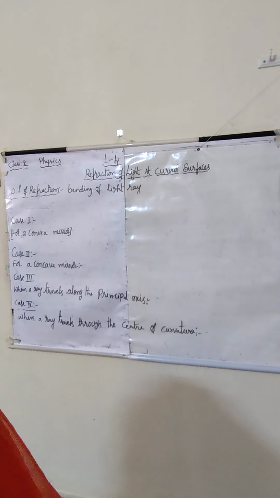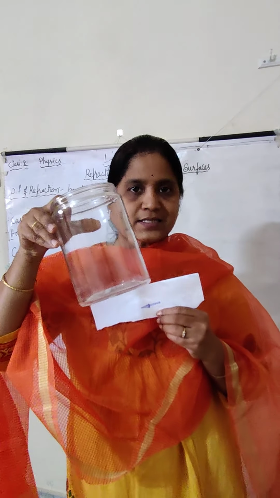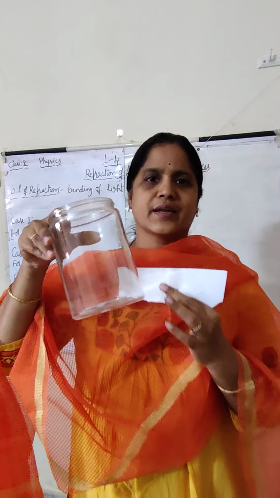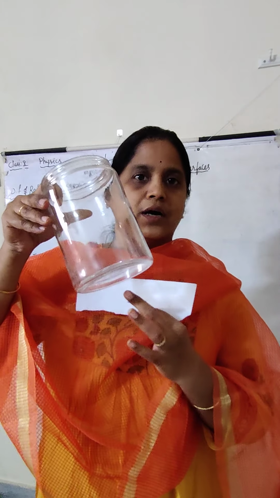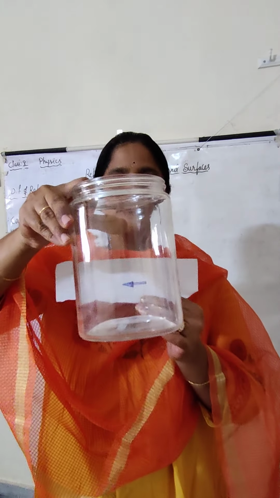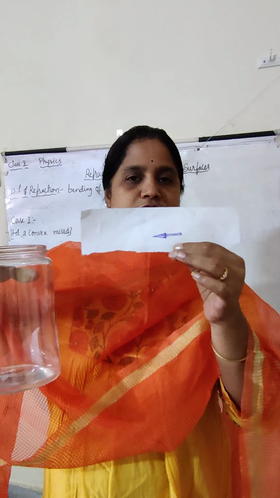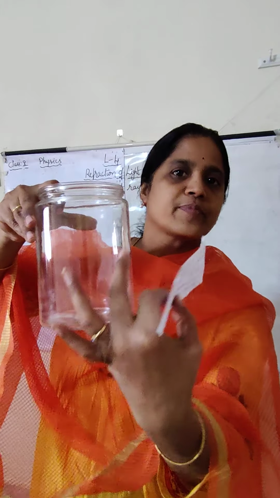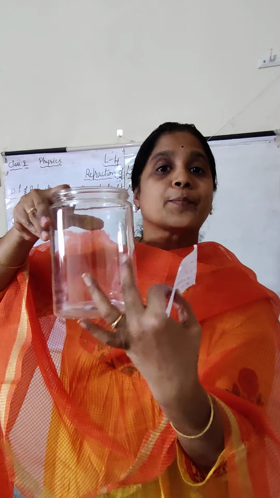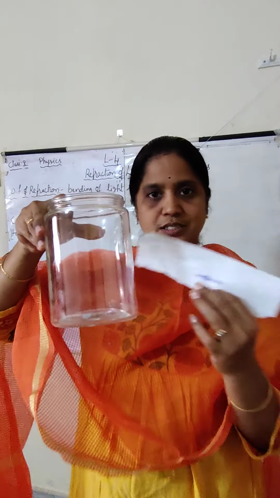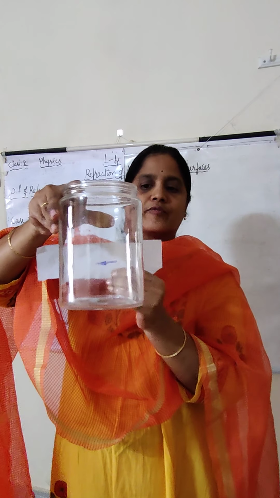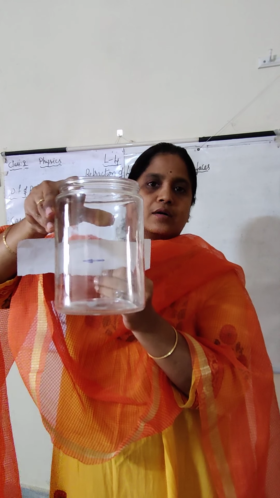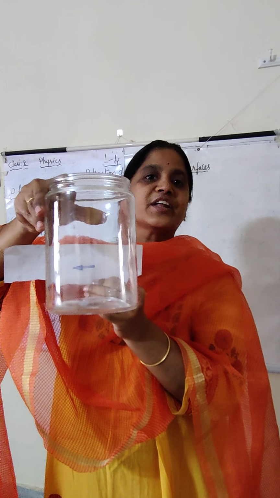Now I'm taking a glass jar. You can take any curved glass, but I have this jar. Just observe the image of this arrow through it. I'm placing this end and you observe from the other end. What type of image can you see? When you look at the image of this arrow, you can find a diminished image.